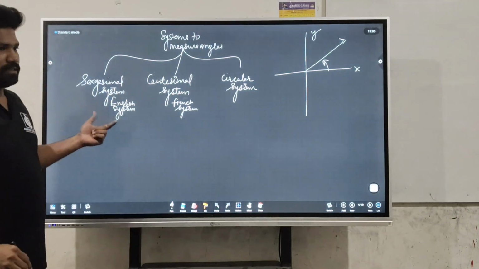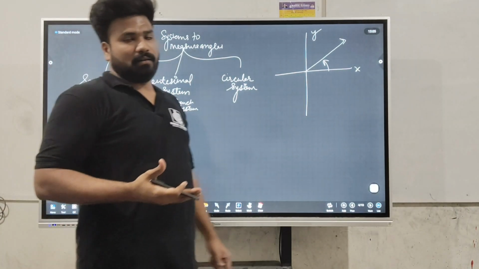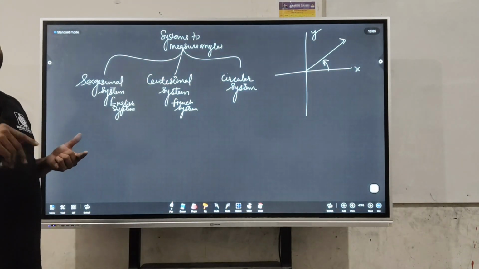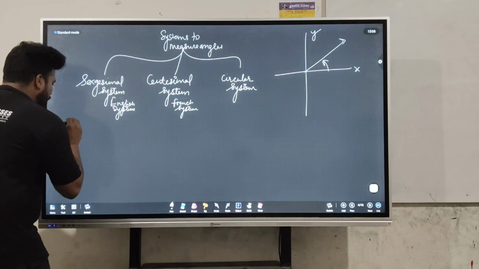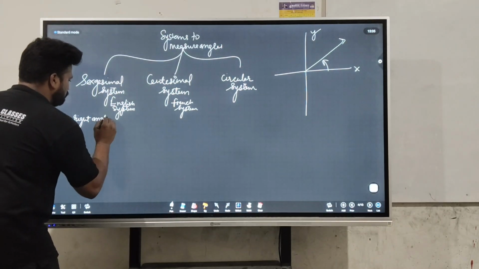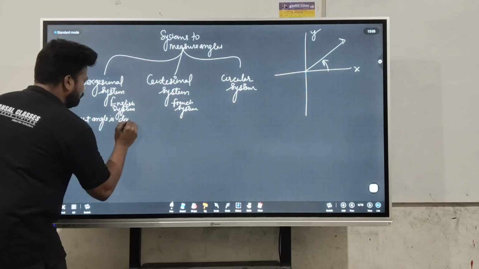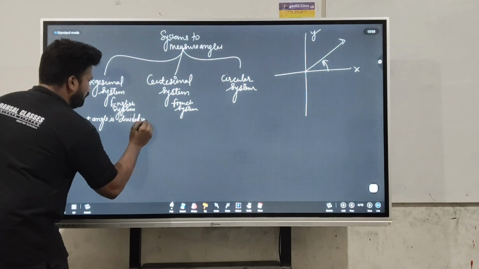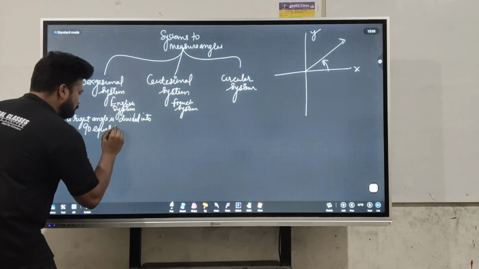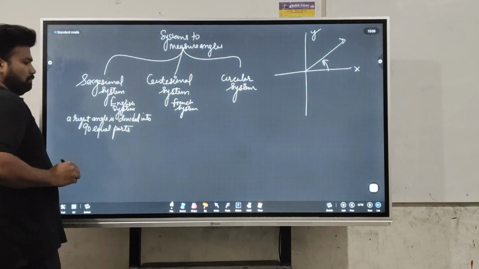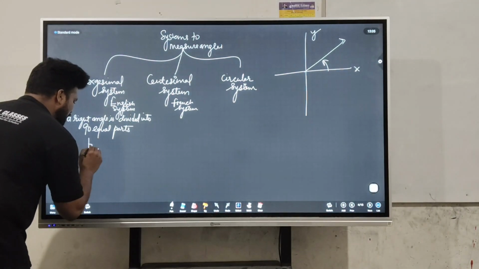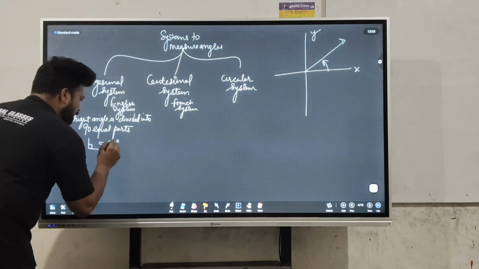In the sexagesimal system, we divide a right angle, a 90-degree angle, into 90 equal parts, and each part is known as a degree. So one right angle is equal to 90 degrees.